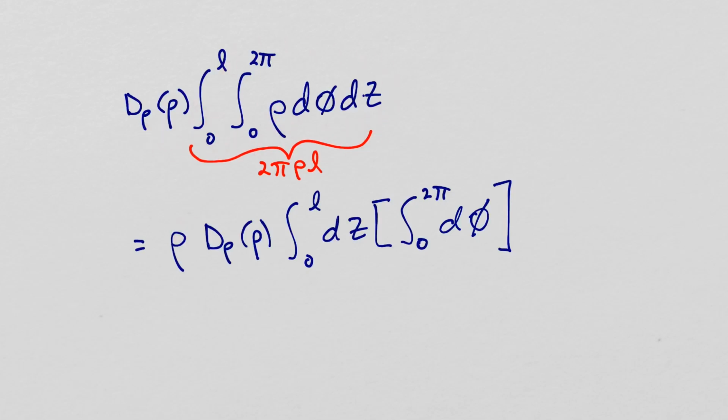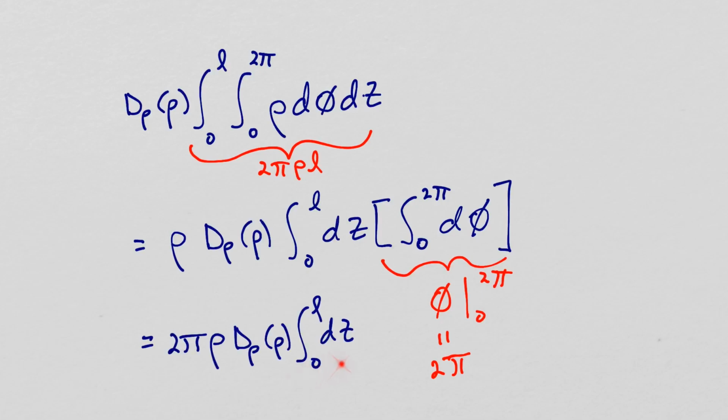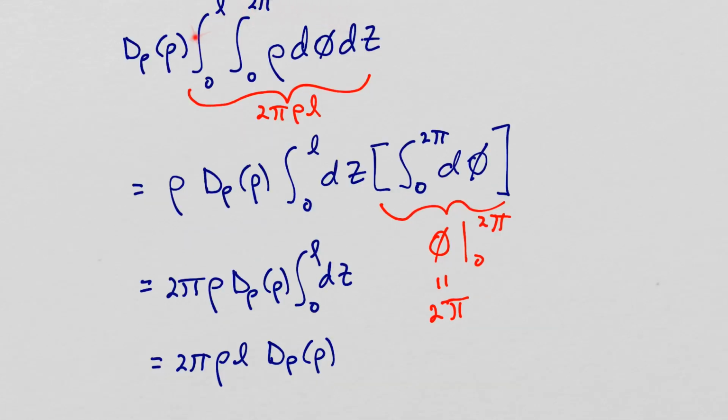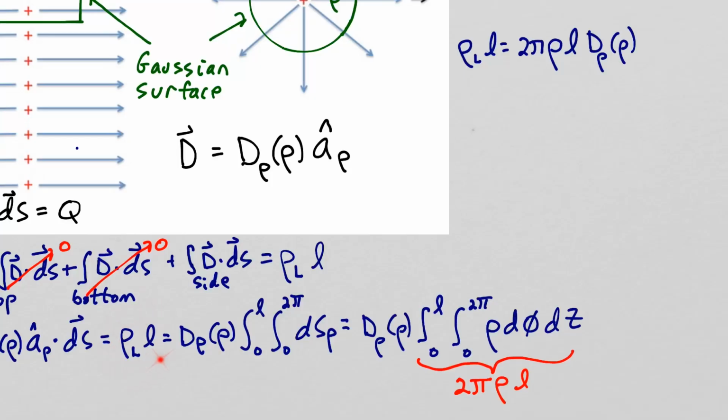So this integration will give us phi evaluated at 0 and 2 pi, which is just 2 pi. So we're left with the integral of dz from 0 to L, and that's just going to be L. So this integration is just the side area of our cylinder. We have our charge enclosed, rho sub L times L, equals our electric flux density field times 2 pi rho L. And the L's will cancel on the two sides. Solving for the electric flux density field, we get the line charge density rho sub L over 2 pi rho.